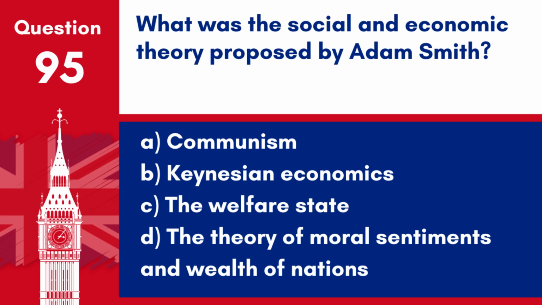Question 95. What was the social and economic theory proposed by Adam Smith? A. Communism. B. Keynesian economics. C. The welfare state. D. The Theory of Moral Sentiments and Wealth of Nations. Answer: D. The Theory of Moral Sentiments and Wealth of Nations.